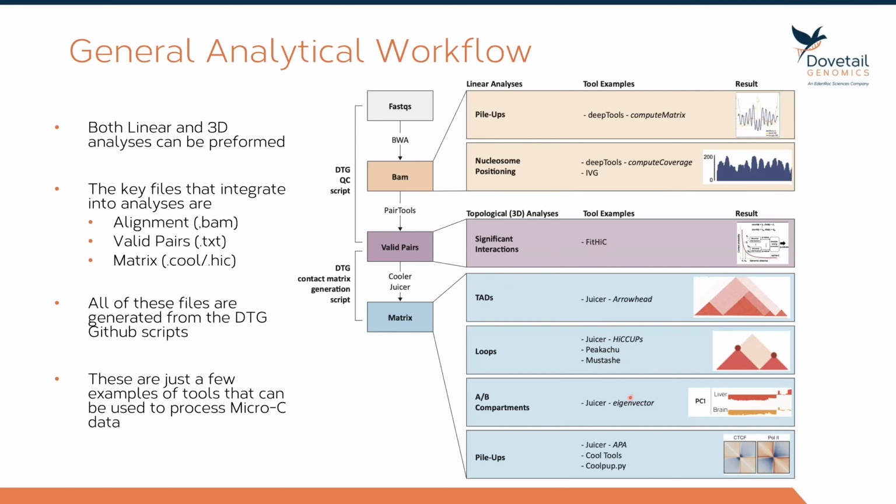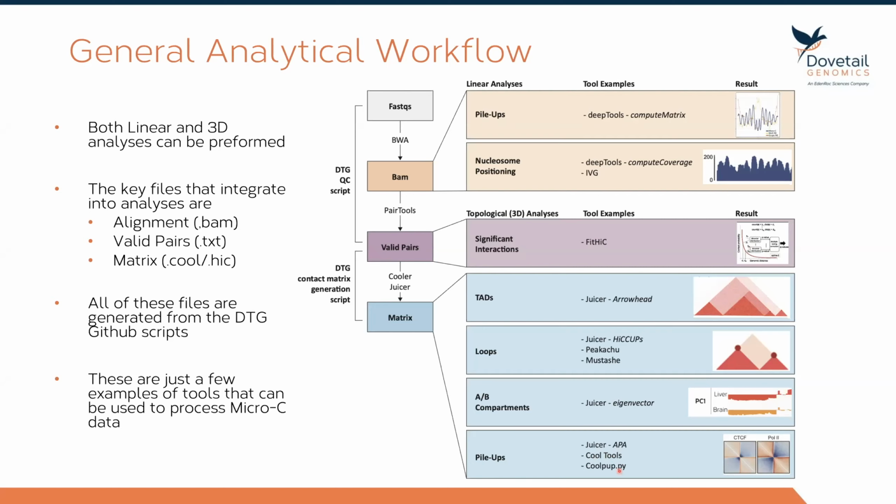And then AB compartments, Juicer eigenvector, you just plug in your .hic file, and then you can do your two-dimensional pileups with the contact matrix. There's Juicer APA. cooltools has a really good walkthrough on how to do that with cooler files.